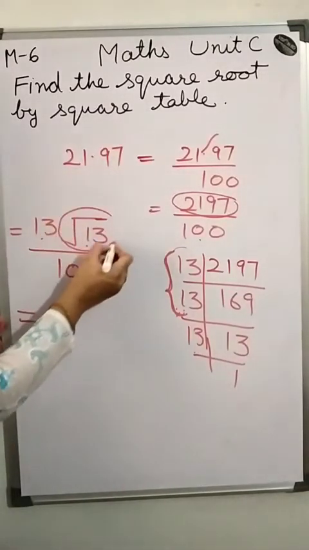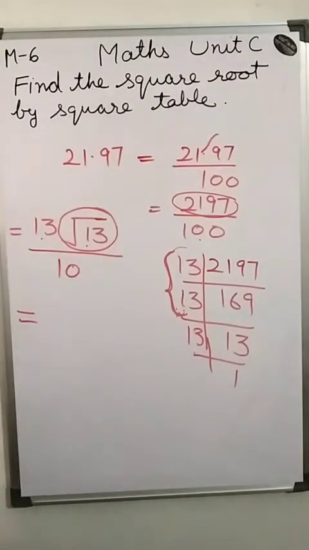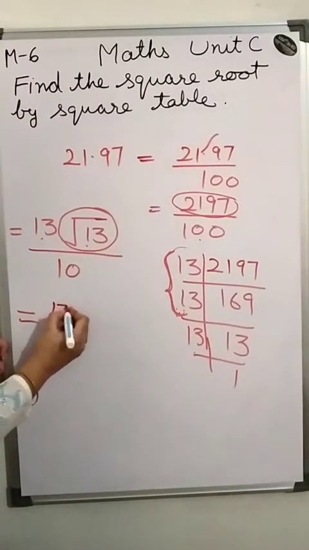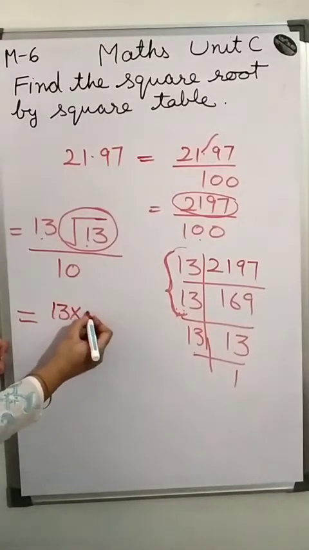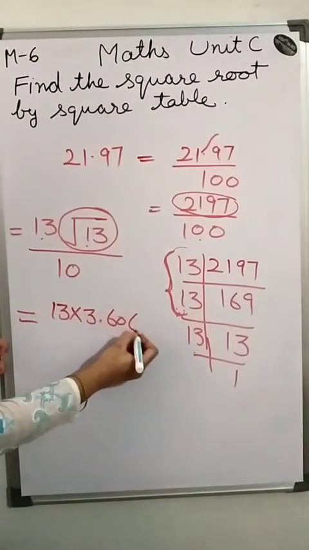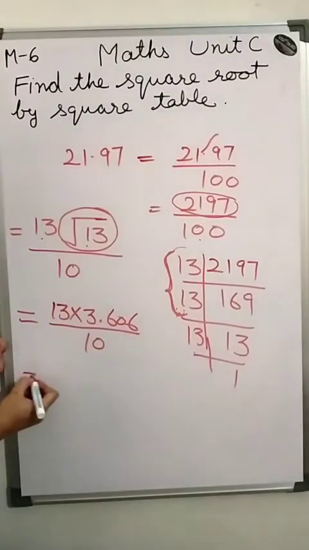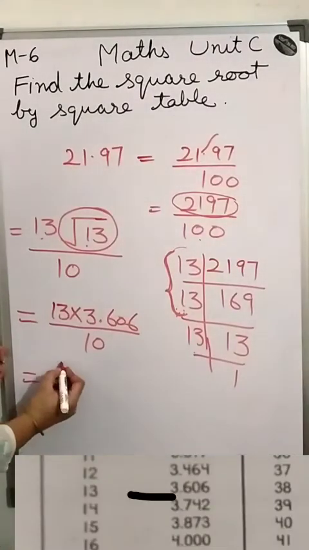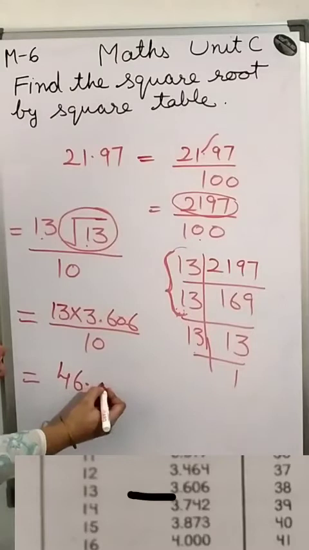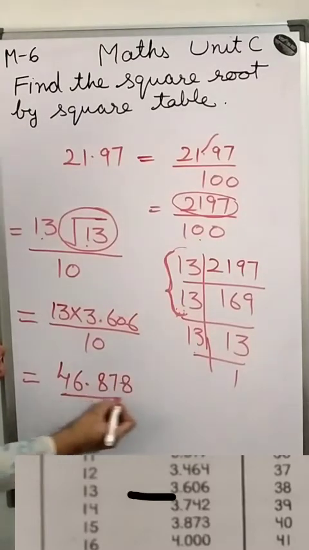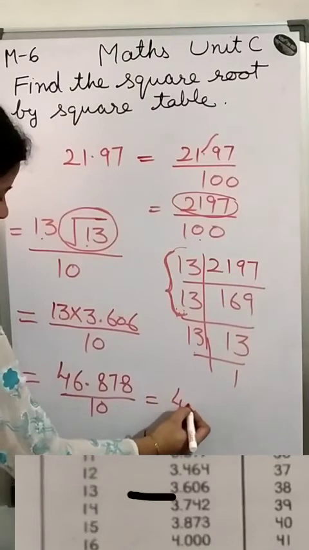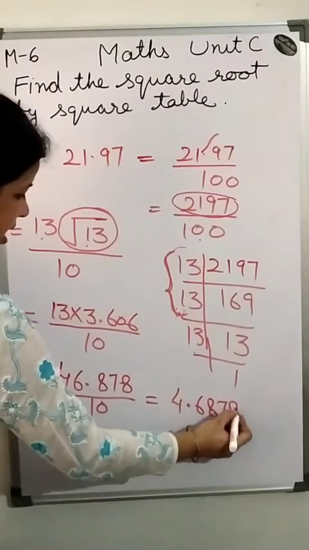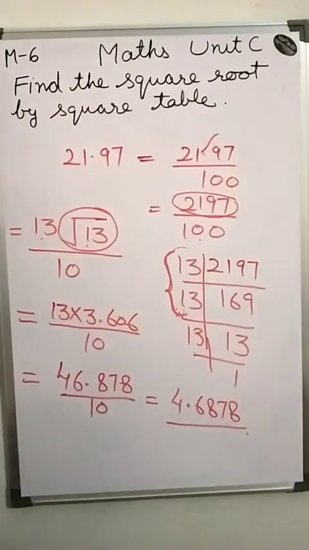Now we have to calculate this under root 13 from the table. So just see, what is the value of under root 13? The value of this one is 3.606. Just see the table. Now you solve this number. You multiply these two numbers and then divide by 10. So it is equal to 46.878 upon 10. Now further you divide. It is 4.6878. So this is the square root of this number.